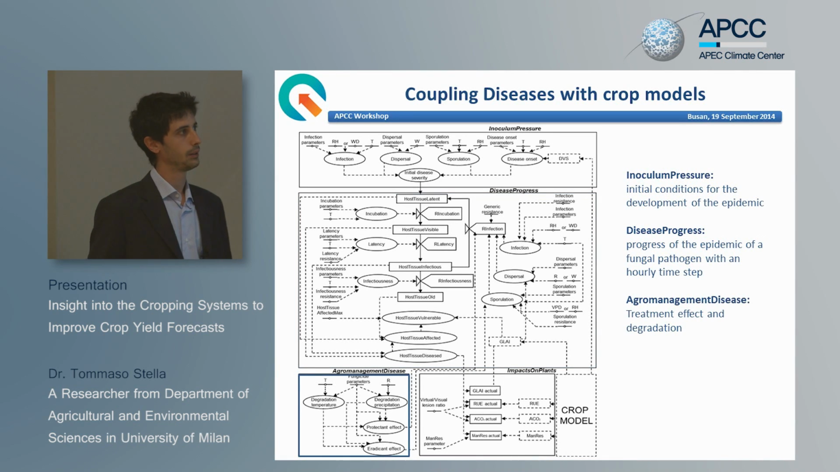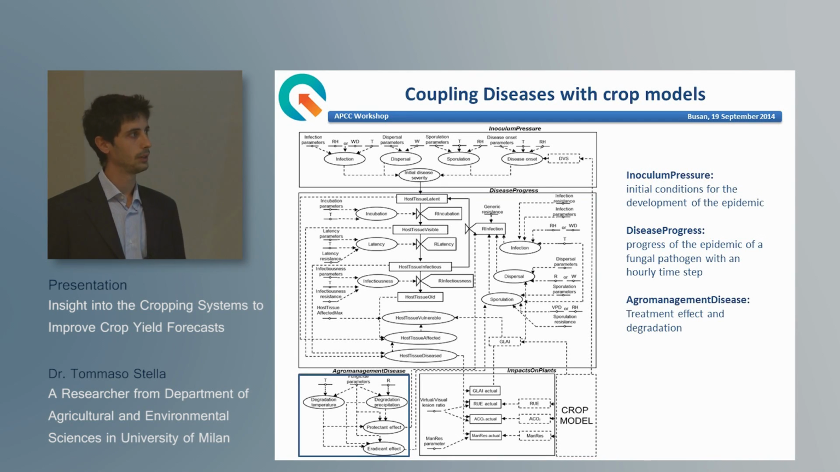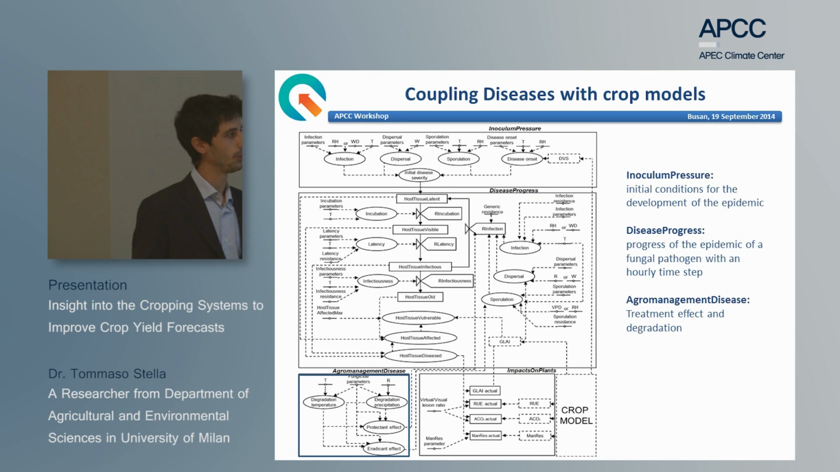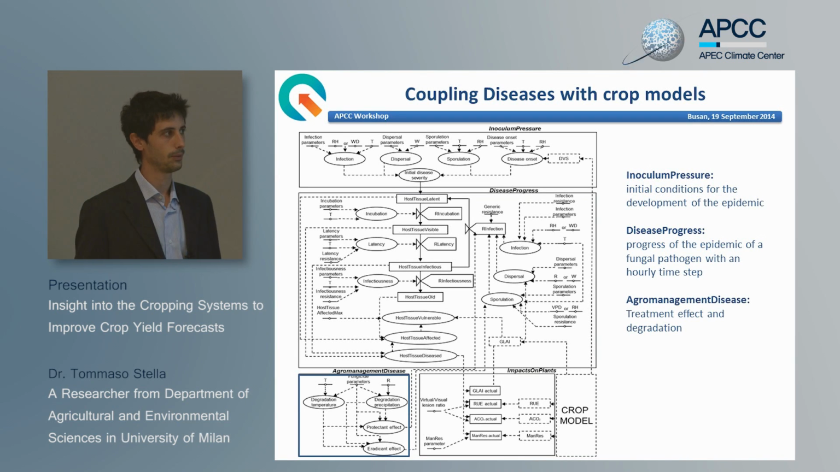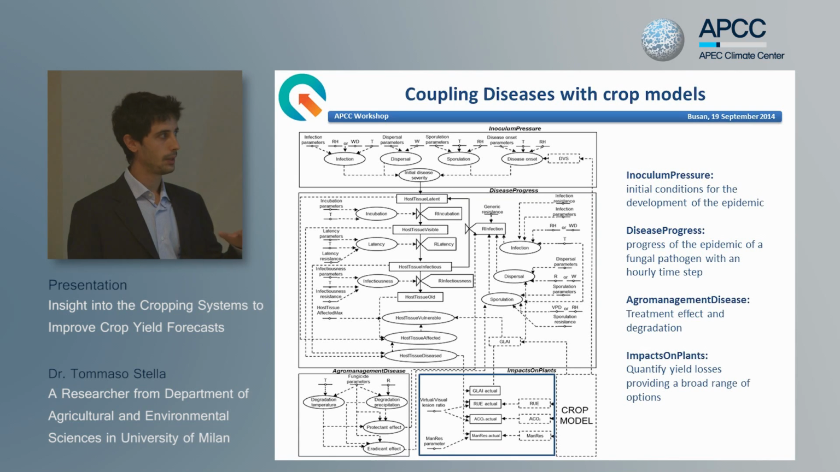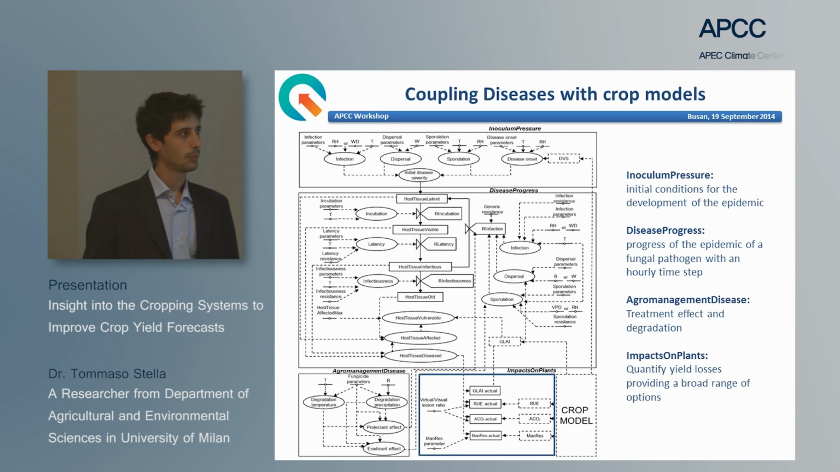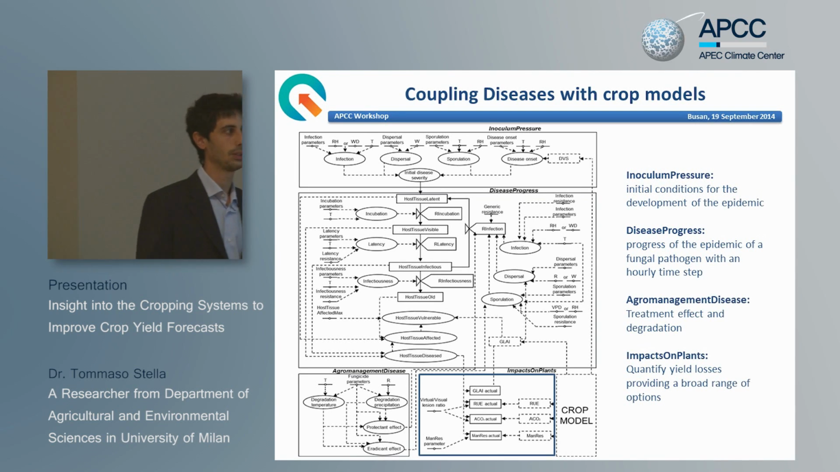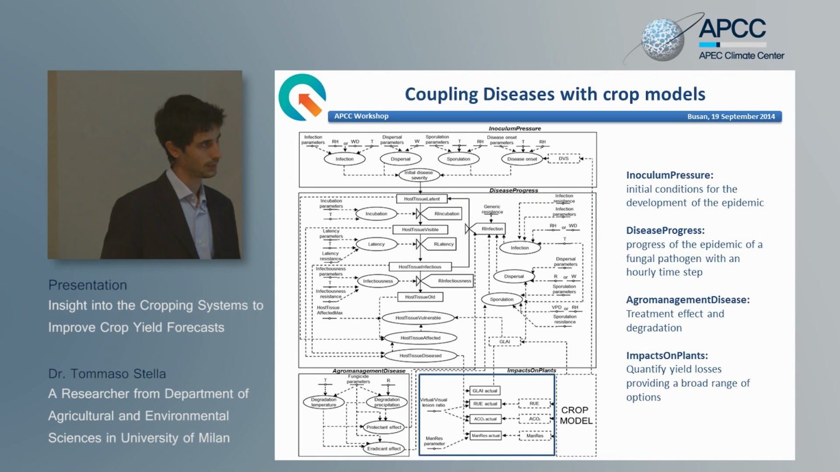Then we have the library agromanagement disease, which provides approaches for simulating the effect of agrochemicals, for example, on the disease progress, and then also the degradation of these agrochemicals. Finally, we have impact on plants, which is the component, which is actually the interfacing between the disease component and the crop model, because it provides a number of approaches for quantifying yield losses and a broad range of options. And we will see in the following slides how.